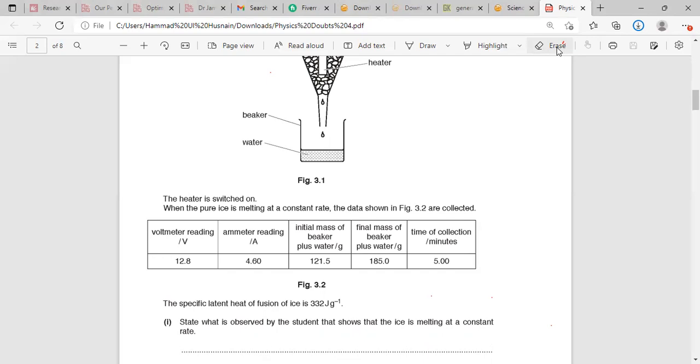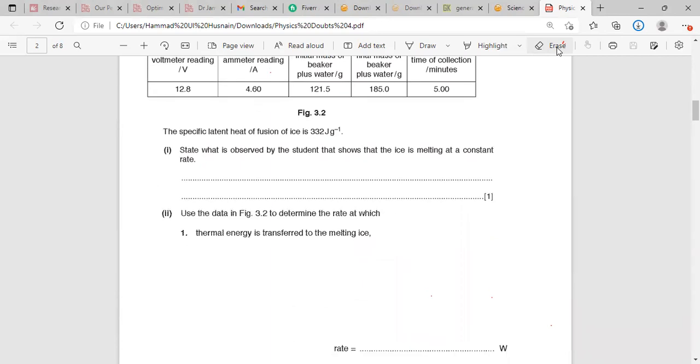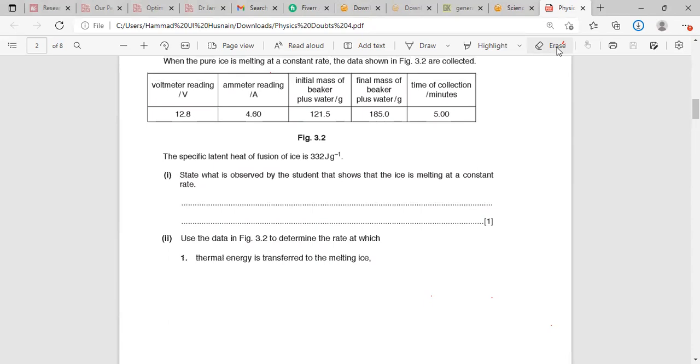Yes, sir. Okay. So the next question is: use the data in figure 3.2 to determine the rate at which thermal energy is transferred to the melting ice. Okay. We need to understand one thing first before solving this question. We need to tell the rate at which thermal energy is transferred. Now, just understand what is energy transferred per unit time.